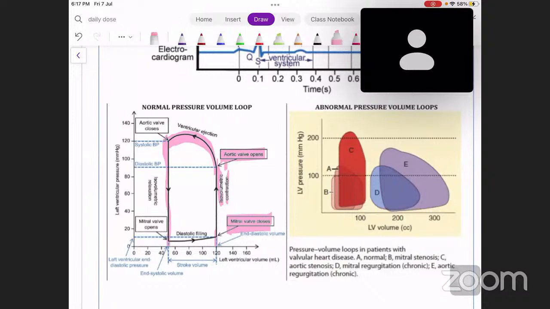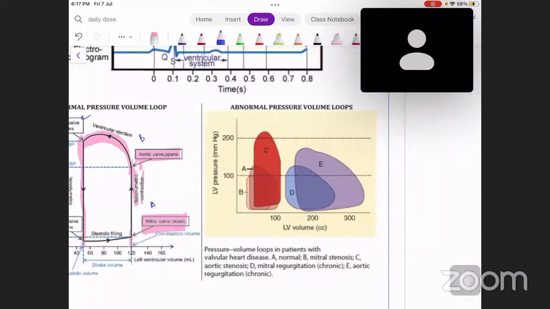Point A indicates mitral valve opening. Point B indicates aortic valve opening, and point C, aortic valve closure, and mitral valve closure, aortic valve open, aortic valve closes, and mitral valve open, point D. Okay, so these are the variable forms you have to remember. Just remember the normal pattern.